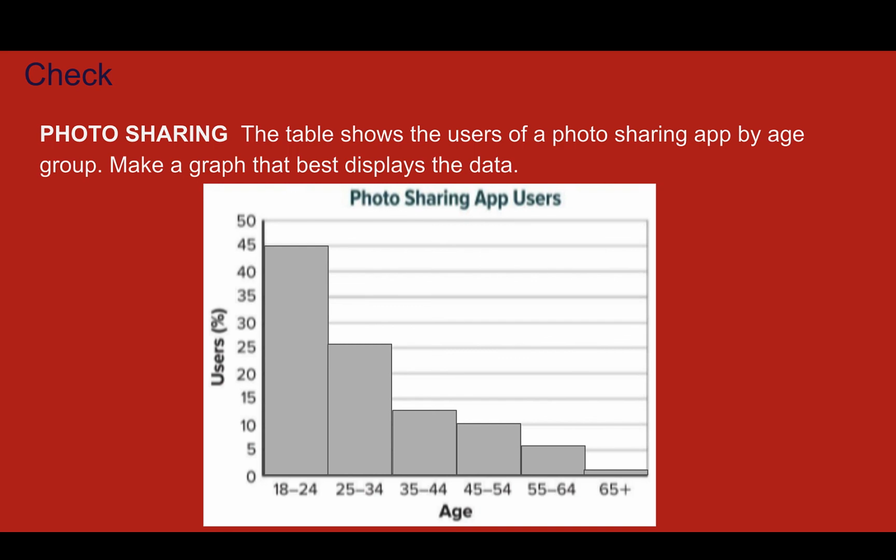Again, notice with our histograms here, because age is a continuous thing, if you're 24.5 or 24.75 years old, you still got to fall somewhere. The bars are connected together with no space between them.